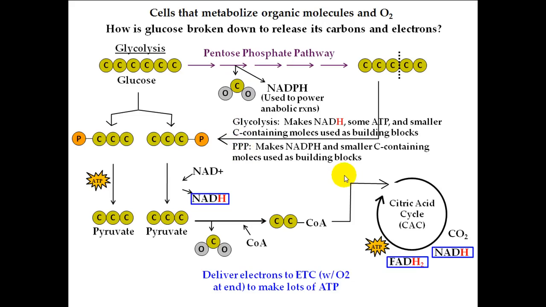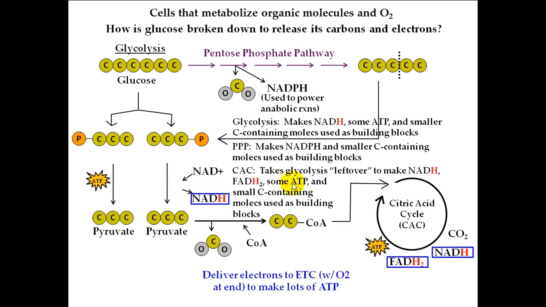The other pathway that is on this screen is the citric acid cycle. To sum up the citric acid cycle, what it does is it takes the glycolysis leftovers, namely pyruvate, and uses it to make NADH, FADH2, a little bit of ATP, and also some small carbon-containing molecules that can be used as building blocks.